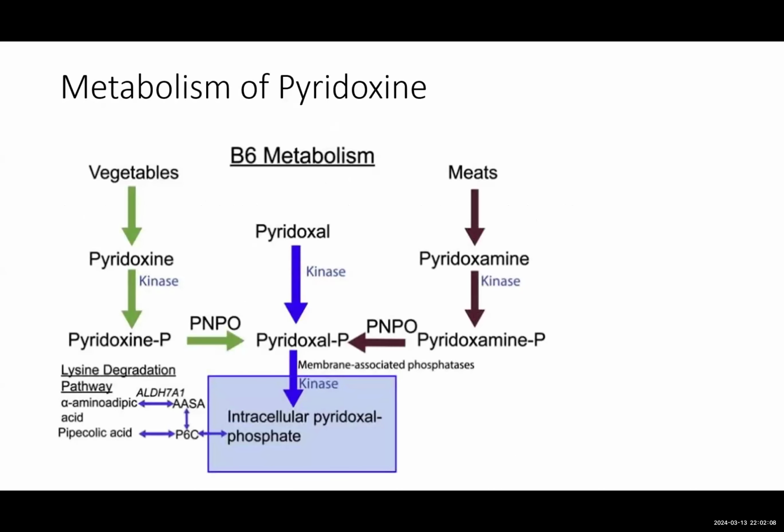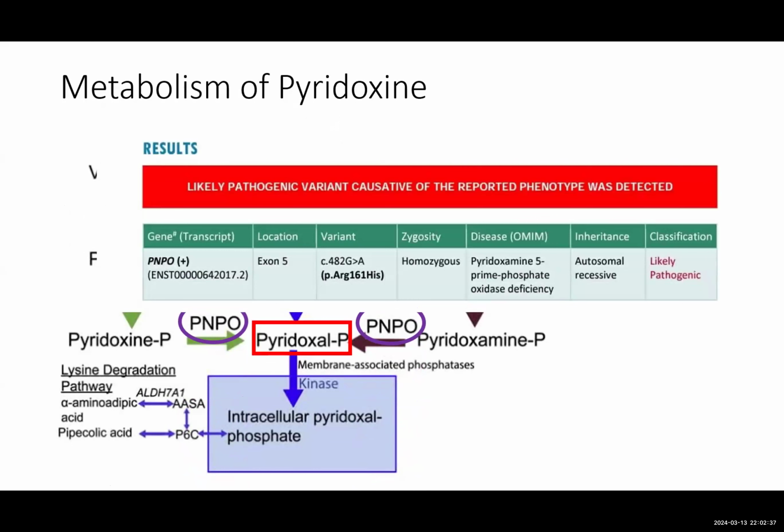A few words on pyridoxine metabolism. The source can either be vegetables or meat, and it is absorbed as pyridoxine or pyridoxamine. With the help of pyridoxine kinase, it gets converted into pyridoxine phosphate. This is the important enzyme, pyridoxine 5-phosphate oxidase, which converts vitamin B6 into its active form, pyridoxal phosphate, which is taken inside the cell membrane, and it plays an important role in various metabolisms. So, this is exactly the same enzyme which is mutated in our child.